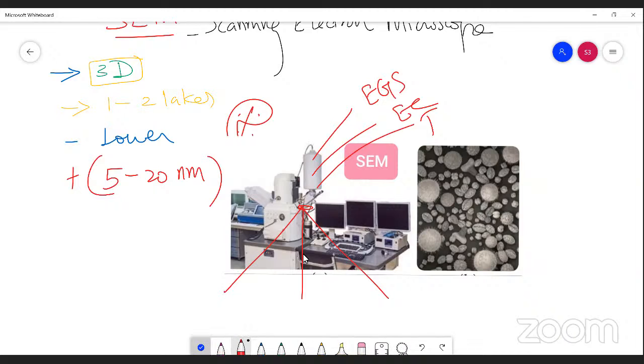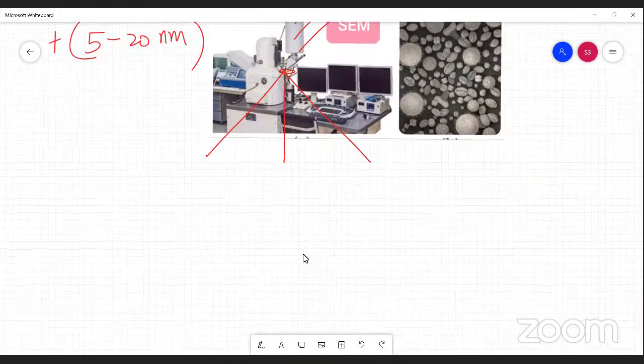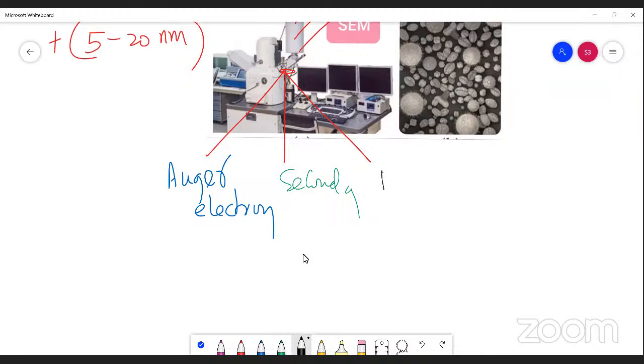Such radiations emitted from the specimen are the Auger electrons. This is the Auger electron. The second one is the secondary electrons. And the third one is the backscattered electron.